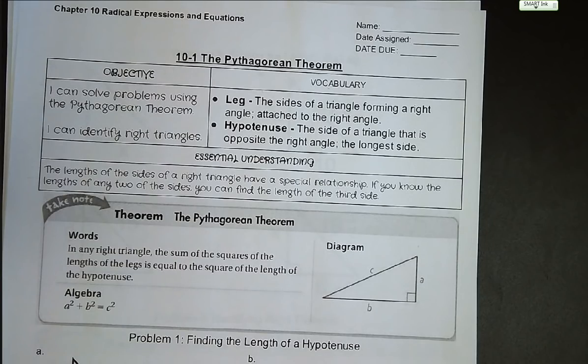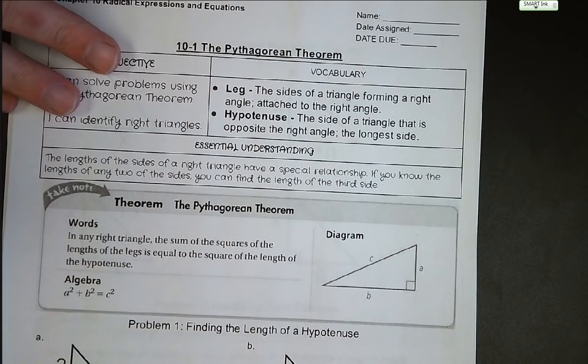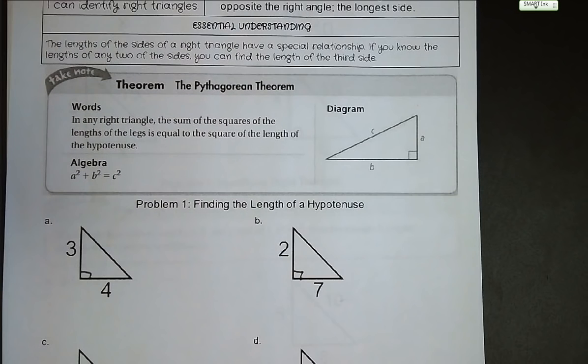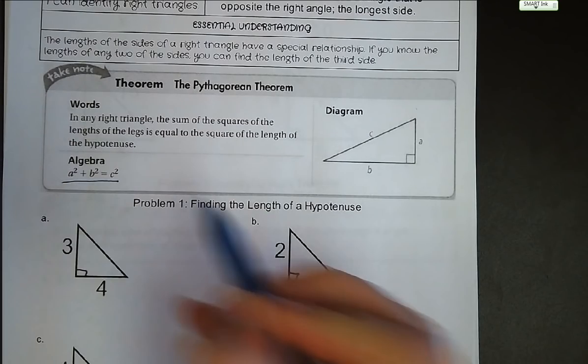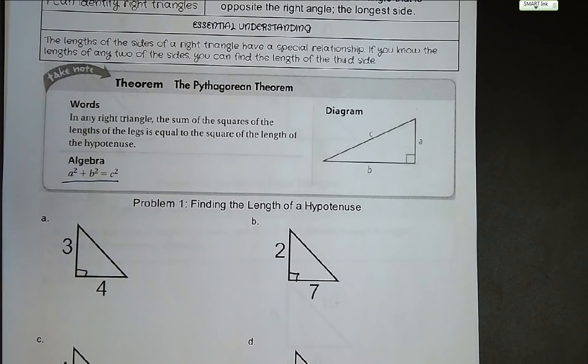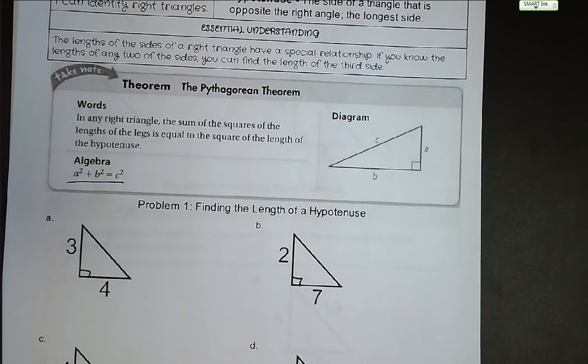Our essential understanding: the lengths of the sides of a right triangle have a special relationship, and if you know the lengths of any two of the sides, you can find the length of the third side. So what is this Pythagorean theorem, you say? It is simply this: a squared plus b squared equals c squared. The sum of the squares of the lengths of the legs is equal to the square of the length of the hypotenuse. So now let's just apply it.